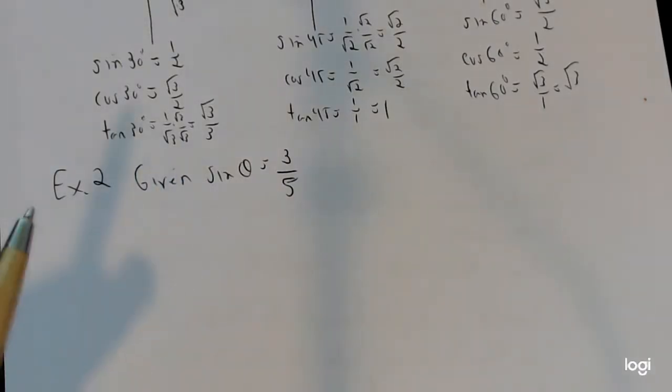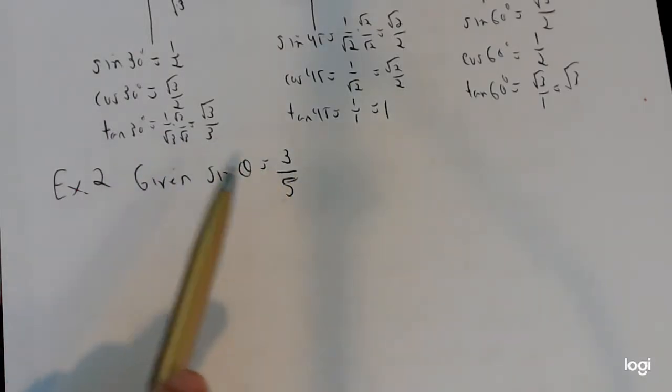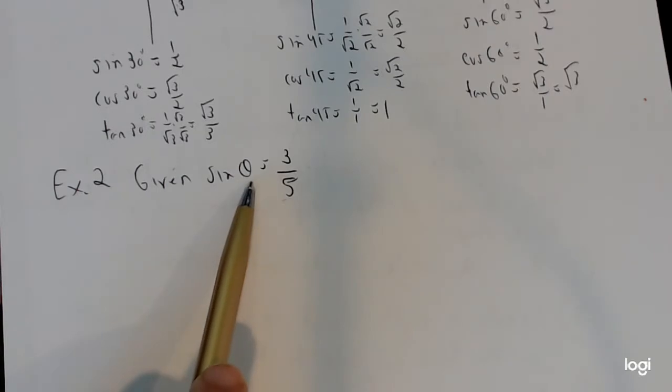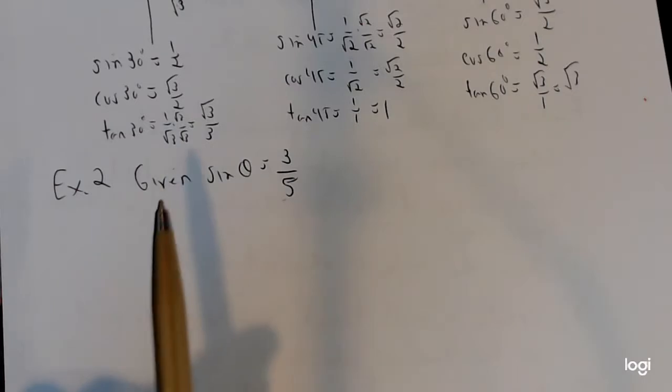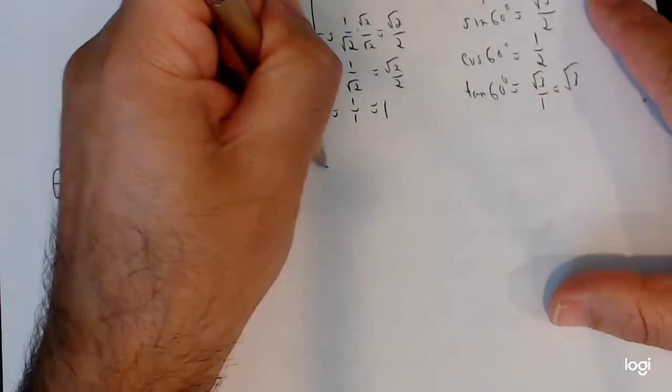If you compare example 2 to example 1, what happened in example 1, we were given the angle and we were asked to find the exact value. For this one, we really aren't given the angle, because they're calling the angle theta, but we've been given the exact value, which will give us enough information to find whatever the question is going to be.